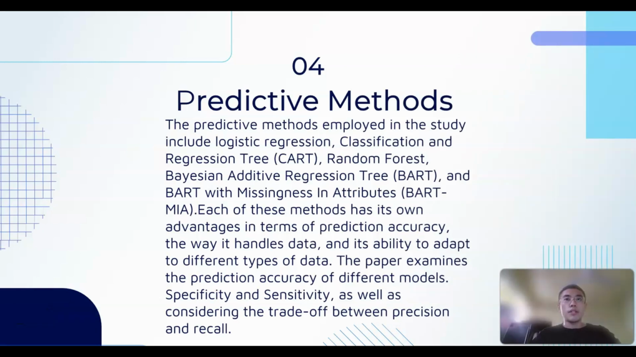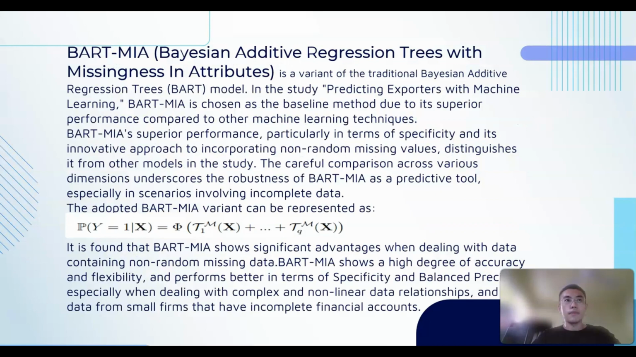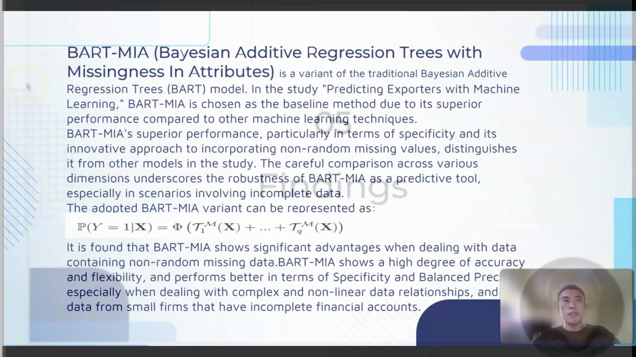Number four, predictive measures. The predictive measures employed in the study include logistic regression, classification and regression tree, random forest, Bayesian adaptive regression tree, and BART-based Multiple Imputation with Missing Indicators, BART-MIA. Each of these measures has its own advantages in terms of predictive accuracy. It's found that BART-MIA shows significant advantages when dealing with data containing non-random missing data. BART-MIA shows a high degree of accuracy and flexibility and performs better in terms of specificity and balanced precision.